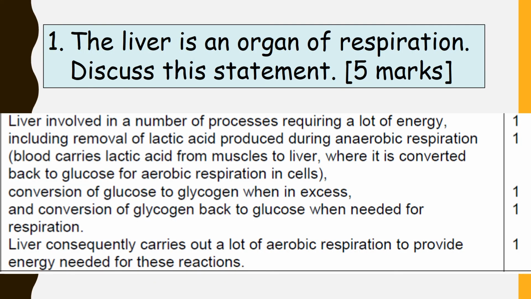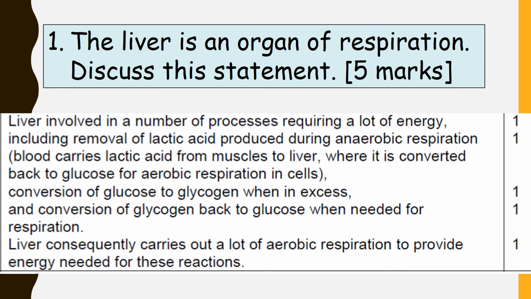Okay, so this is a mark scheme that an examiner would have when they're marking any of your exams. If you mentioned that the liver is involved in a number of processes requiring energy, or said that energy is needed in them, then that would be 1 mark. If you said about the removal of lactic acid during anaerobic respiration, that would be a mark. If you said about converting glucose to glycogen, then that would be a mark. If you said about how glycogen can be converted into glucose for respiration, then that would be a mark.